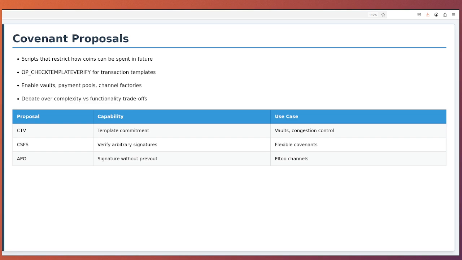Another proposal is OP_CHECKSIGFROMSTACK or CSFS, which verifies a signature on arbitrary data rather than the transaction itself. This enables more flexible covenant constructions.